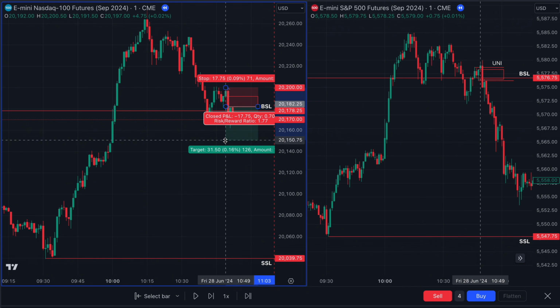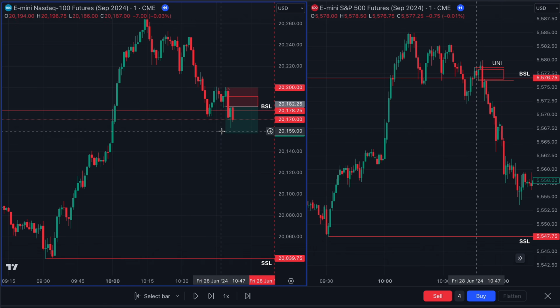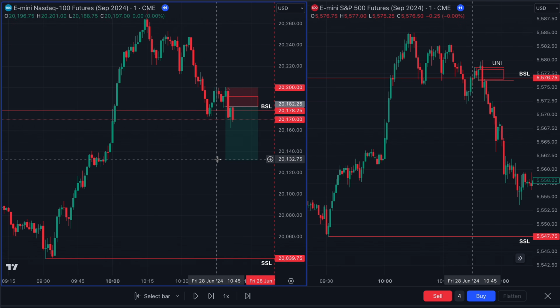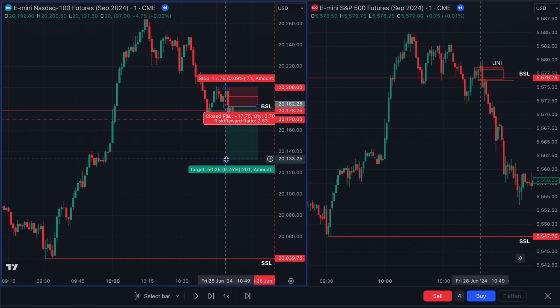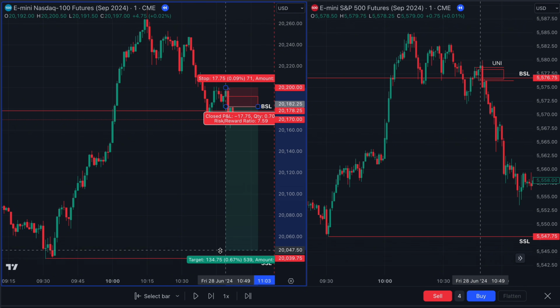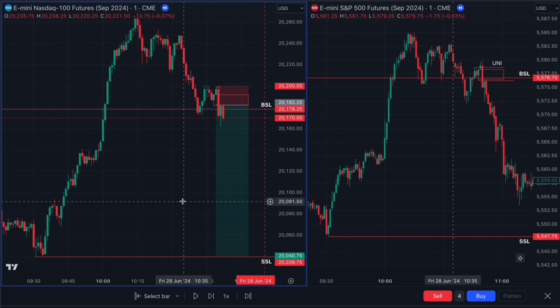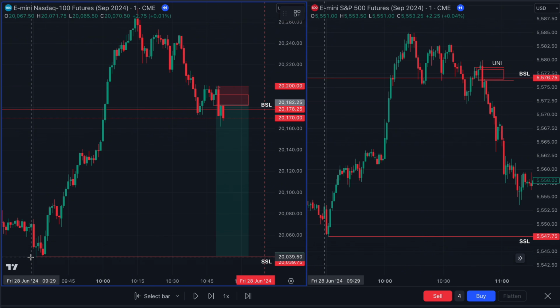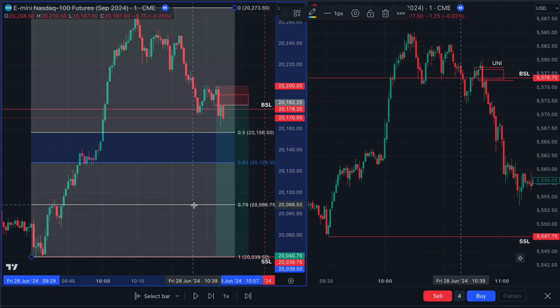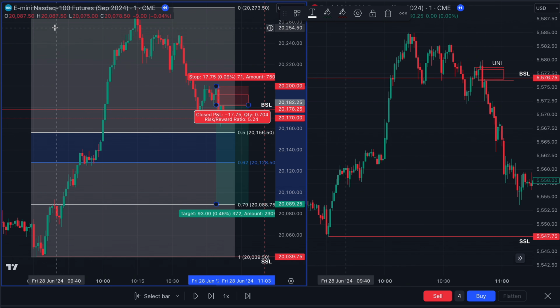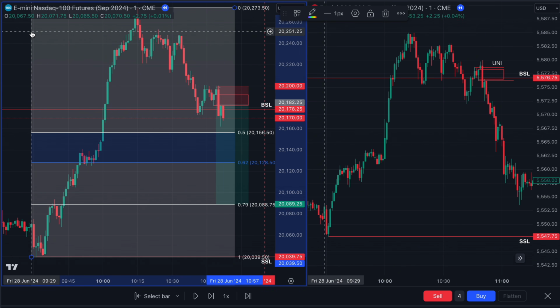And then first TP we run at 25 handles, so you close 50% of your position here. And then at 50 handles you run your second TP, which is here, so you make sure you're closed out around 70% of your position at this point. And then we run our final TP at sell side liquidity, which is at about 141 handles. However, you could actually run your final TP at the 79% retracement, which would offer you around 93 handles, which would be a more realistic final TP.